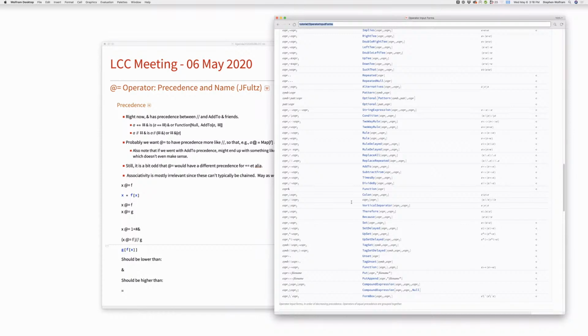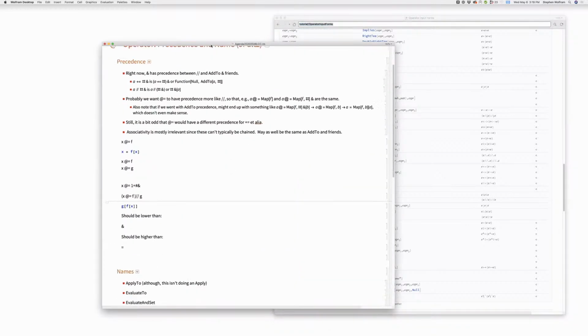Well, then I would think this should be lower precedence than those. So I think this precedence is right above the precedence of equals. Do you agree? Right. Yeah. I'm okay with that. Yep. Okay. All right. That's okay.